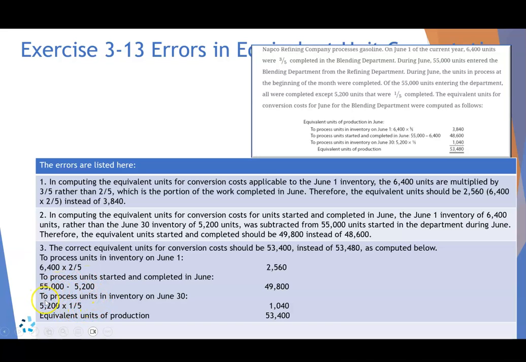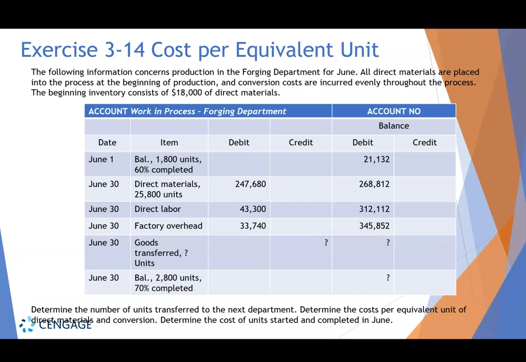The ending June 30th is the 5,200 times 1/5 for a total of 53,400. Okay.